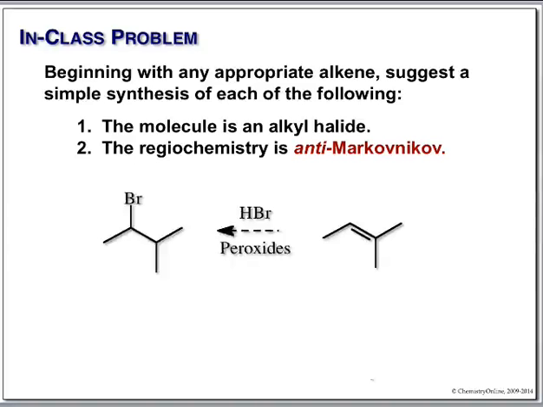If we took this alkene and we reacted it with HBr in the presence of peroxide, this would be an anti-Markovnikov reaction. Bromine would go here. This would be our most stable carbocation, most stable radical. Therefore, bromine will add here.